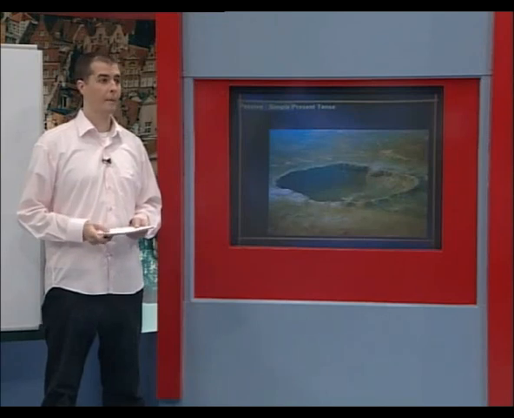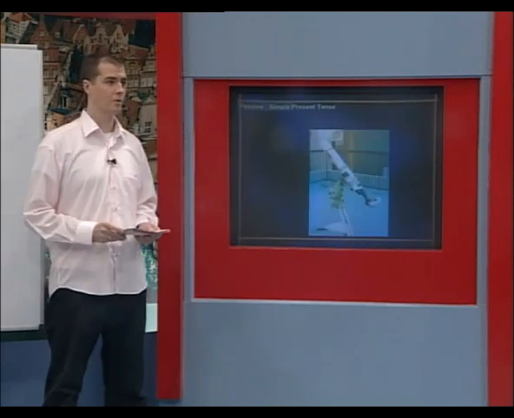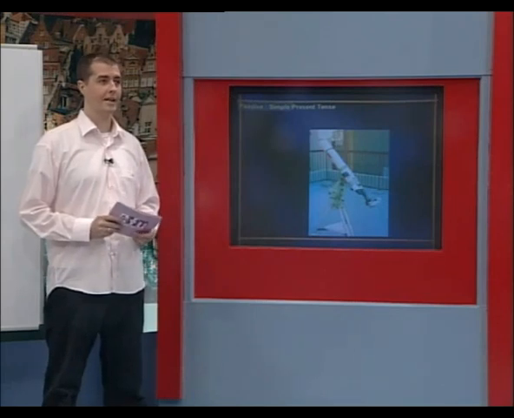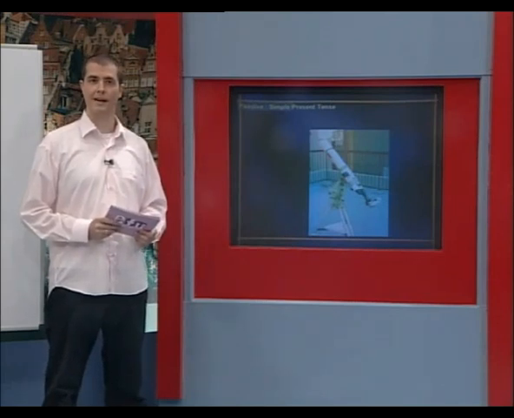I think you're right. Monica, what does a telescope do? A telescope makes things bigger. The moon's surface is made bigger by a telescope. Excellent. Thank you, everybody. And now it's time to look and listen.